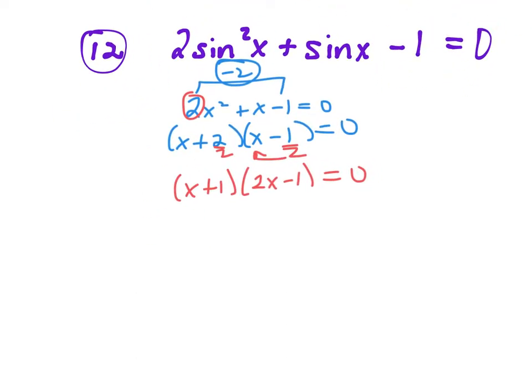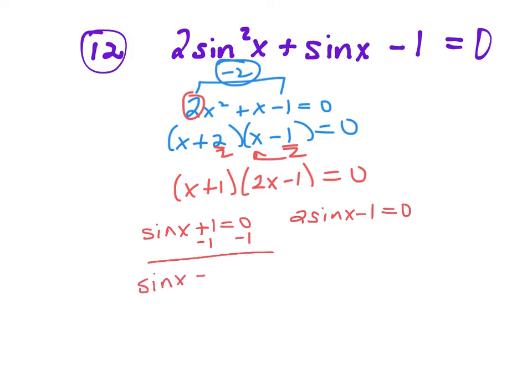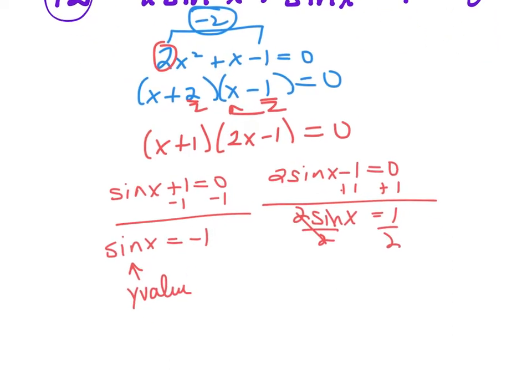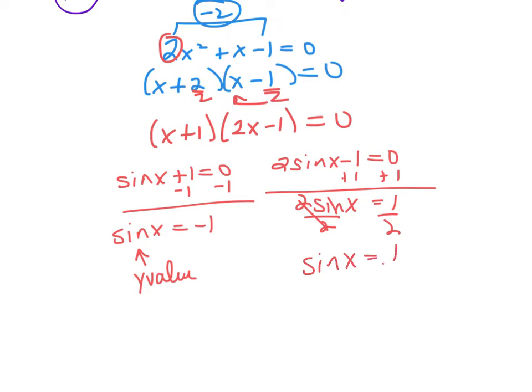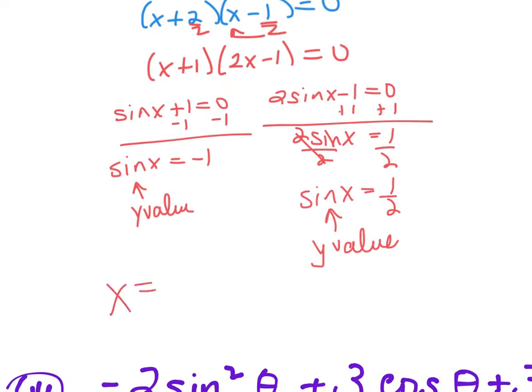And now I'm going to replace my x with the trig function we started off with. So it's sine of x plus 1 equals 0, and 2 sine x minus 1 equals 0. So solve, minus 1 from both sides. I'm looking for sine values of negative 1, that would be y. Here I'm going to add 1 to both sides. So 2 sine of x equals 1, divide by 2. And I'm looking for sine values to be positive 1/2. That's again y.